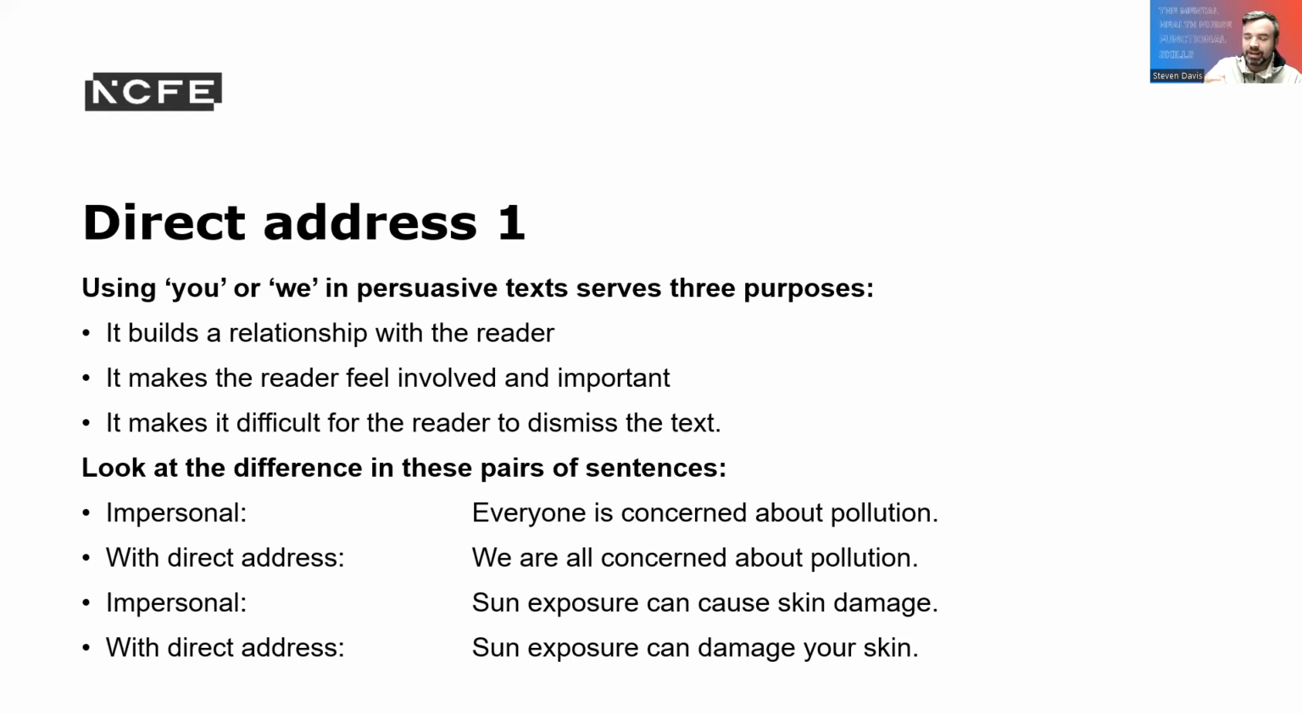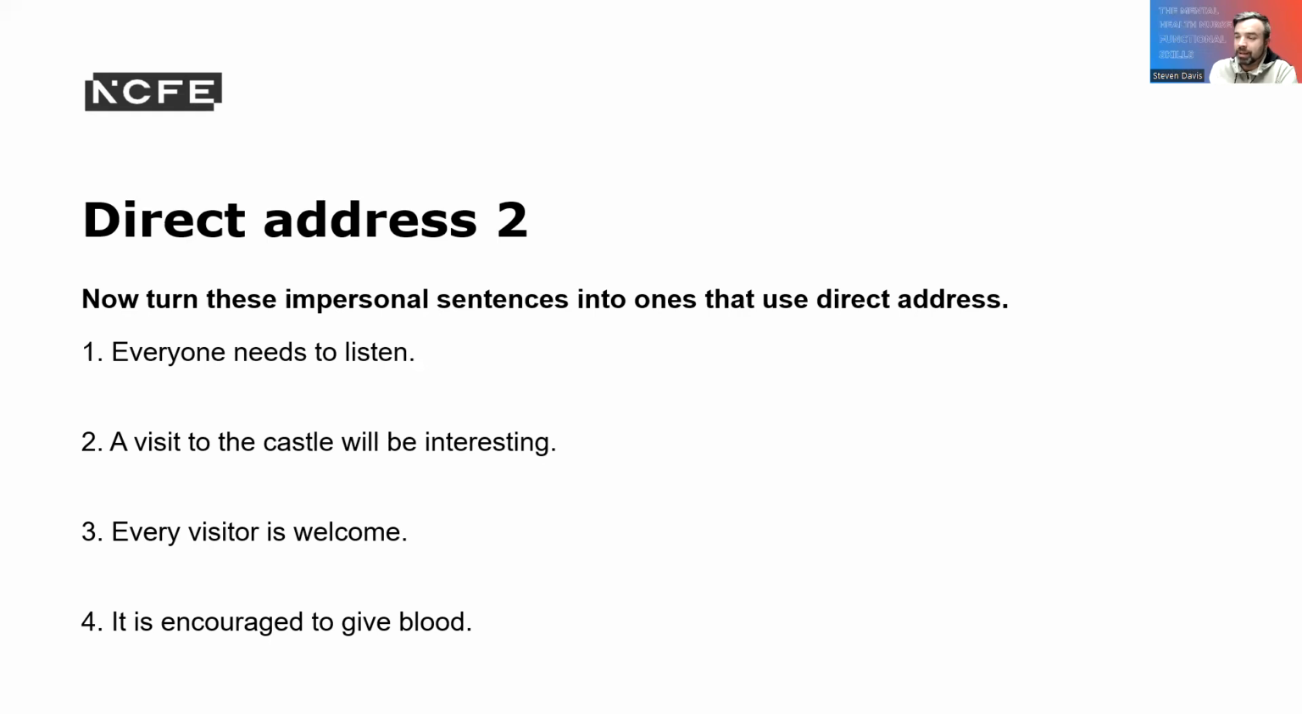So you can see here, by being direct with somebody, you can change the sentence to have a bit more meaning and be a bit more impactful. So now turn these impersonal sentences into direct address. Everyone needs to listen. So that's impersonal. If you want to make it personal, something along the lines of, you need to listen. A visit to the castle will be interesting.